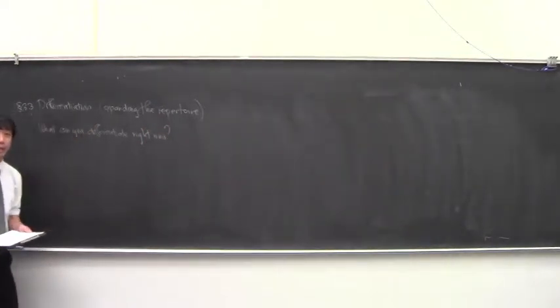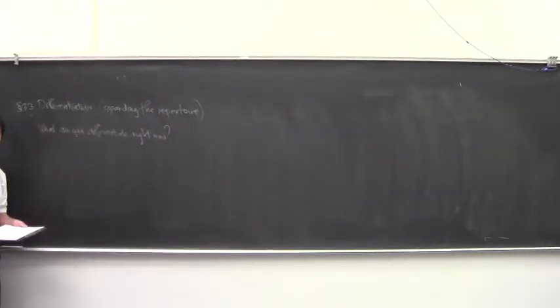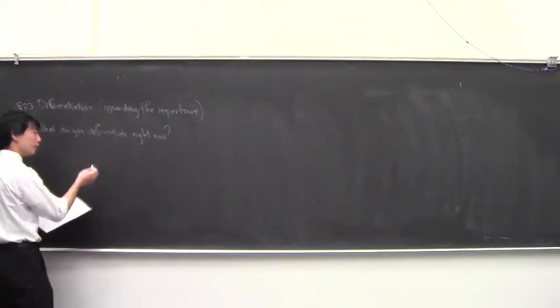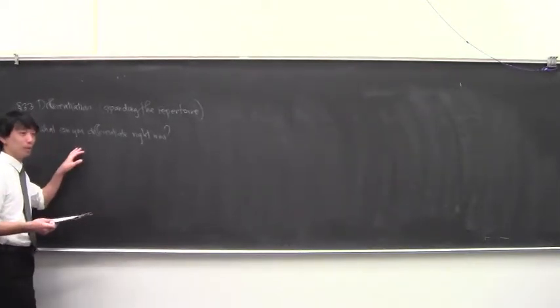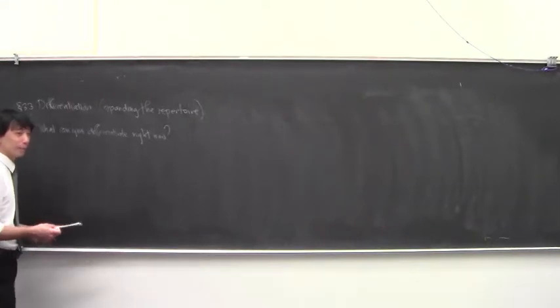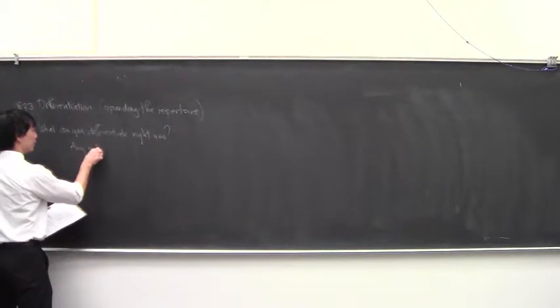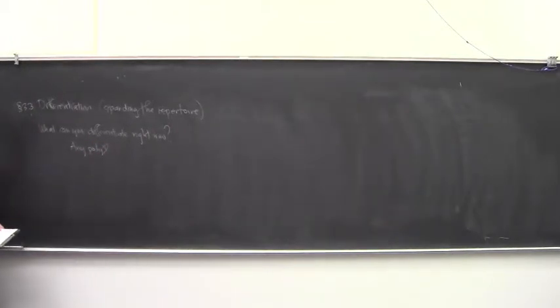What can you differentiate right now? Claire, yes? Any polynomial with degrees that are natural numbers? Yeah, any polynomial. Generally, when one says polynomial, the degrees are definitely going to be natural numbers. Okay, so any polynomial. What else? Is that it? Just polynomials? You can do one more thing, maybe.